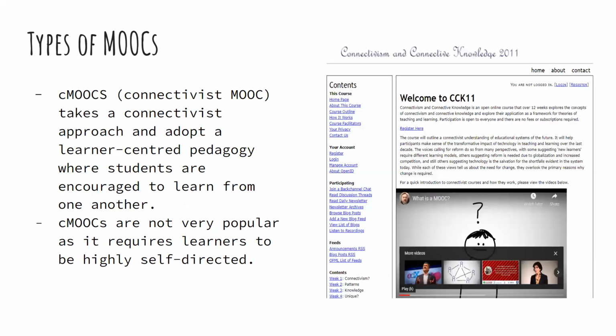The second type is called C MOOC or connectivist MOOCs, and as you may know, okay, it was based on connectivism learning theory. And then it takes a connectivist approach and adopts a more learner-centered pedagogy, okay, where students are encouraged to learn from one another, right? So you're given a project or a task to work on with your peers, and then you are trying to draw from different resources, and then you put them together. Okay, and then you work together as a group and you share knowledge and things like that.